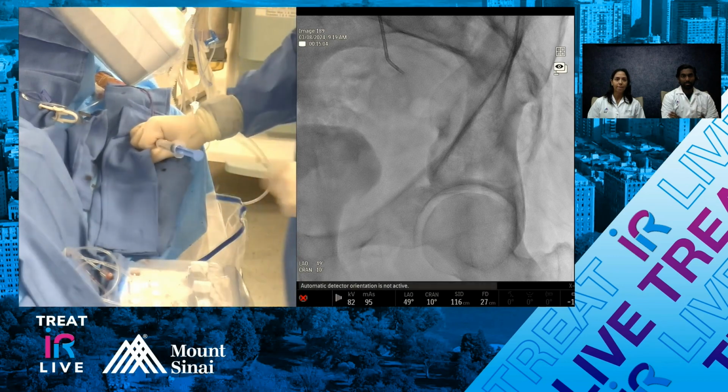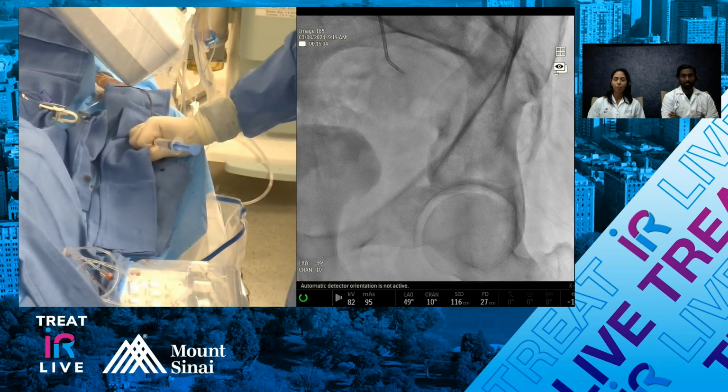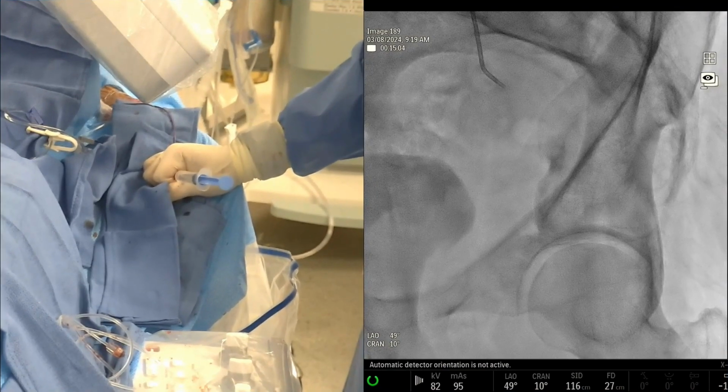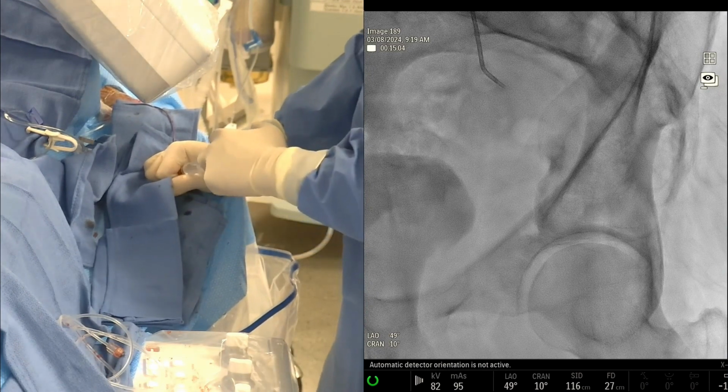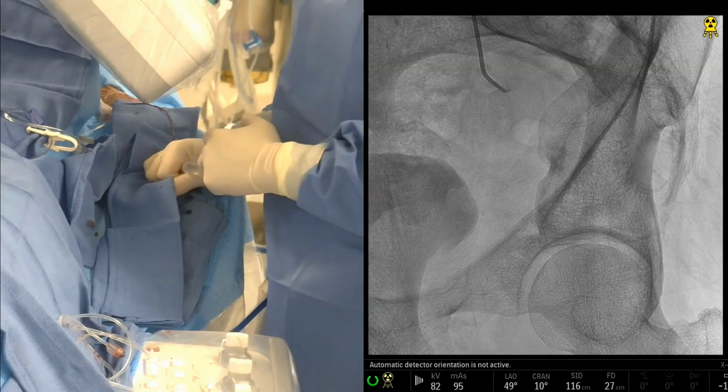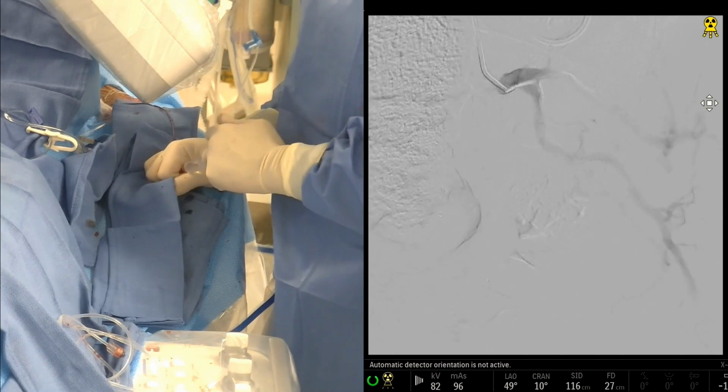I think we can get it in, no problem. So we're going to use the Sniper, I think, to start on this side. And what's interesting about that CTA is it didn't show in detail, but it did show this origin. If you go back and look at it, I'm not surprised that we have a type 4 here.